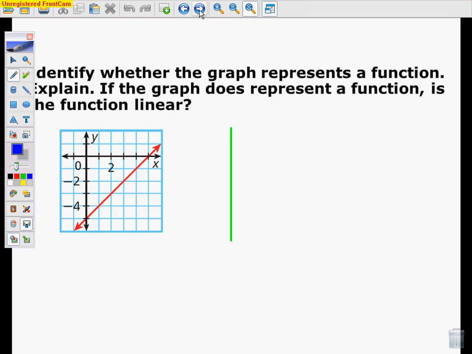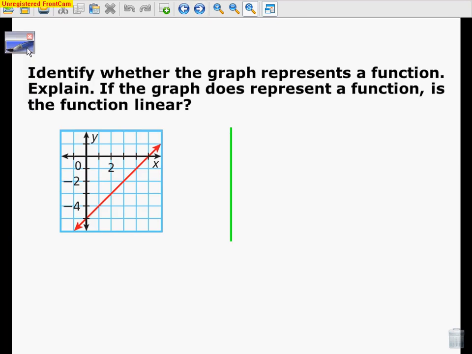Alright, this first problem says identify whether the graph represents a function, and explain. If the graph does represent a function, is the function linear? So first thing, when you're deciding whether a graph is a function or not, you want to look at the vertical line test. The vertical line test says if I could draw a vertical line anywhere on the graph and it only crosses one time, then it is a function.